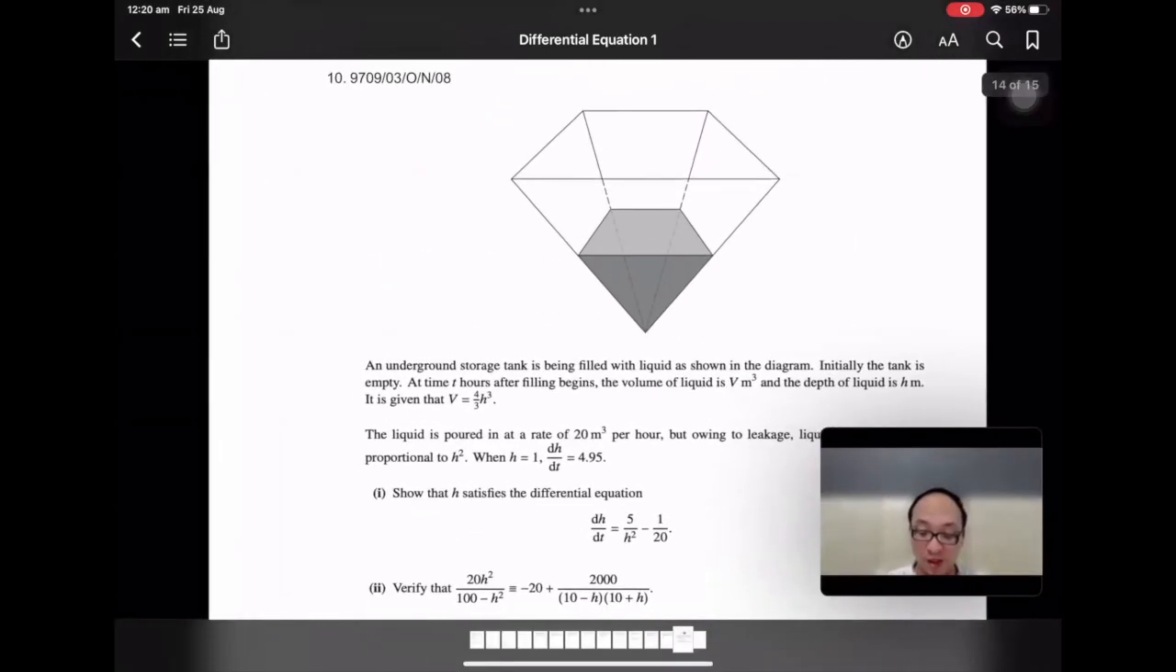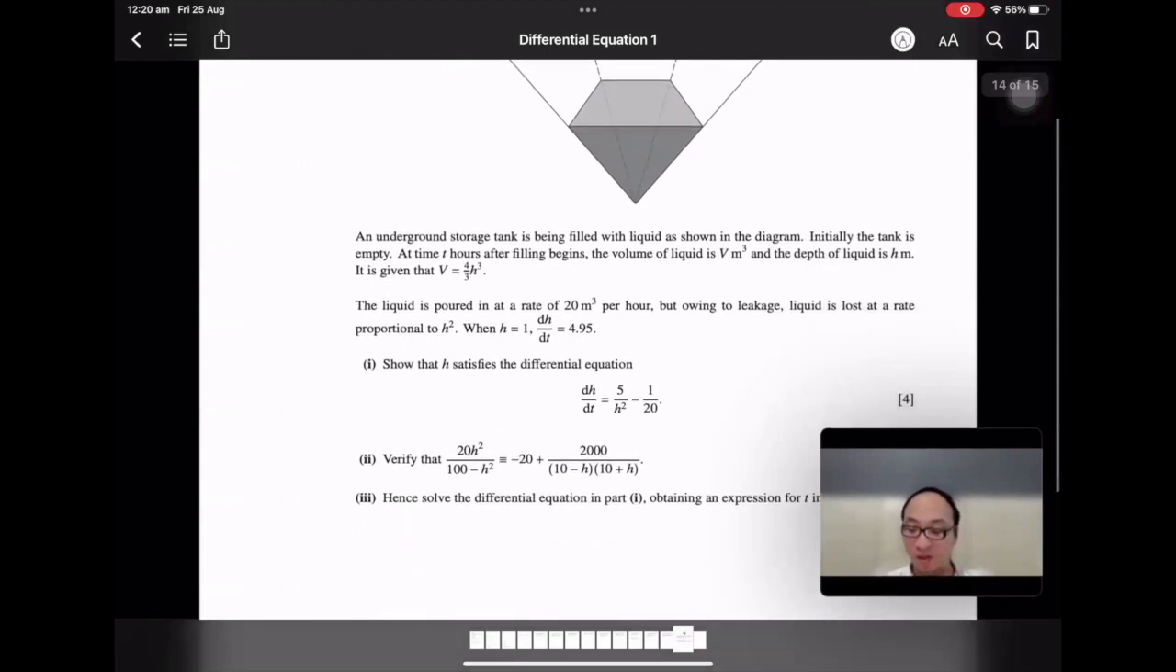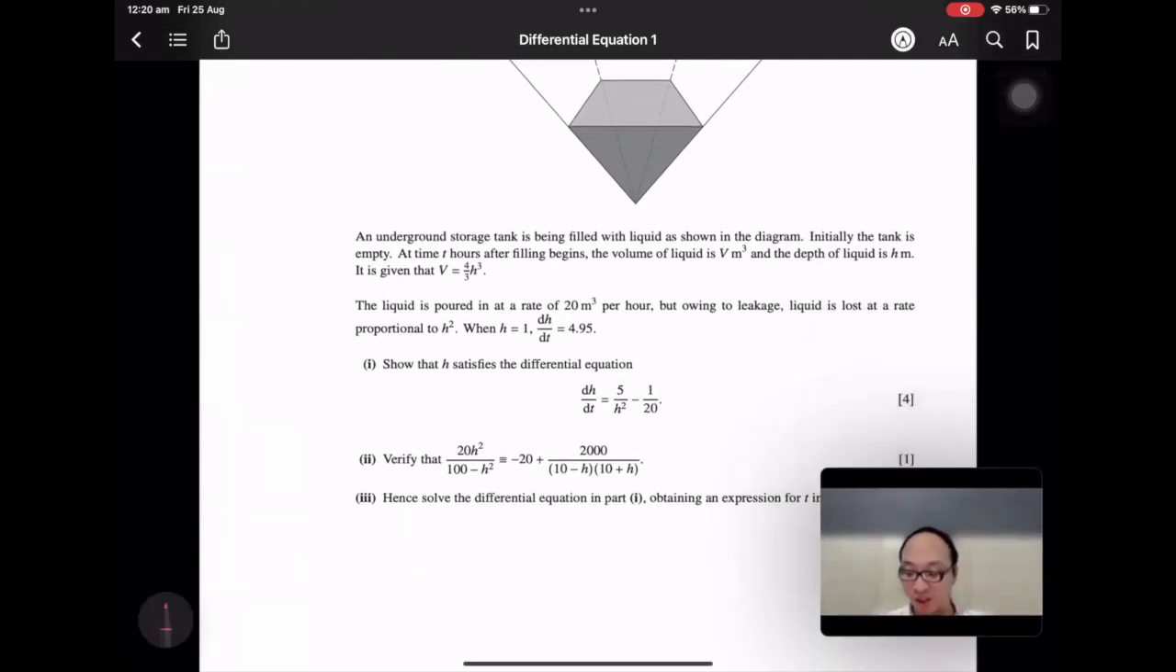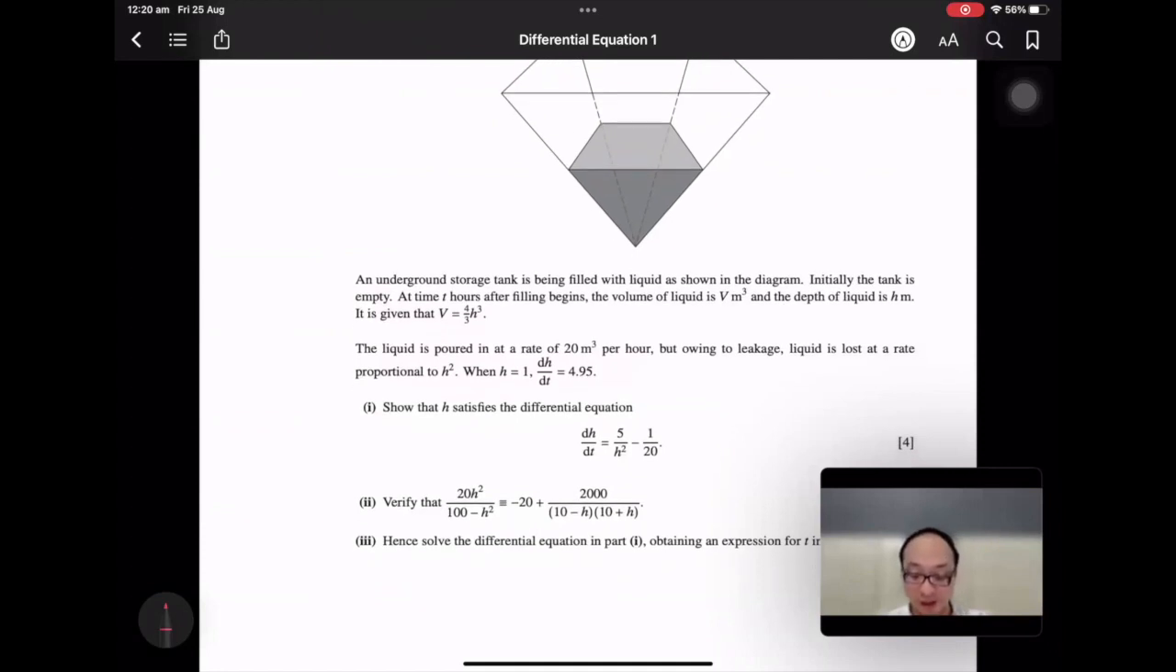Number 10. An underground storage tank is being filled with liquid as shown in the diagram. Initially, the tank is empty. At time t hours, the volume is V and the depth is h. It is given that V equals 4/3 h cubed. The liquid is poured in at a rate.